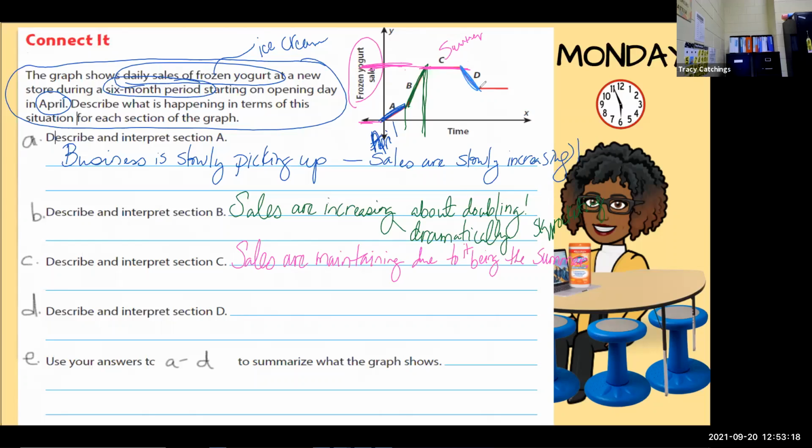And then D, it says, look at the code. Decreasing, I need a little bit more. The sales decrease. They went down. The business went down. They not skyrocketing.